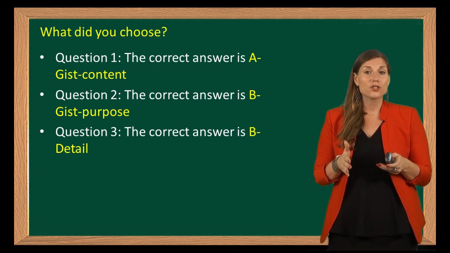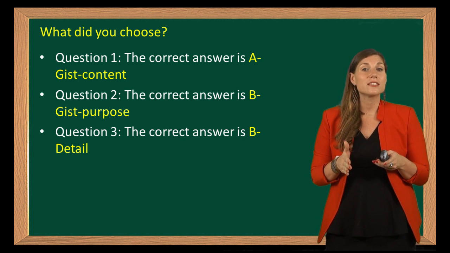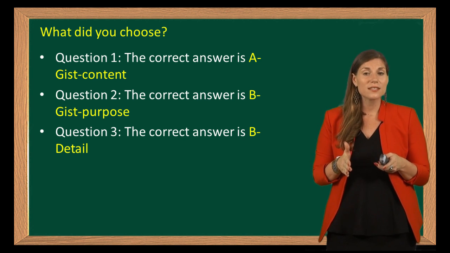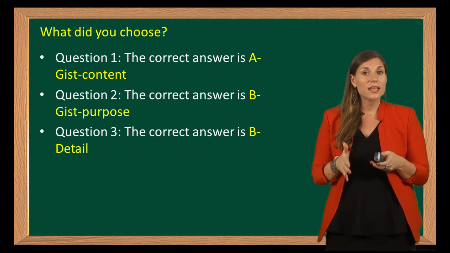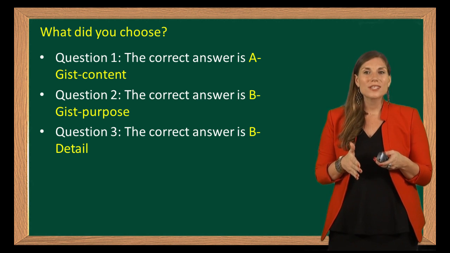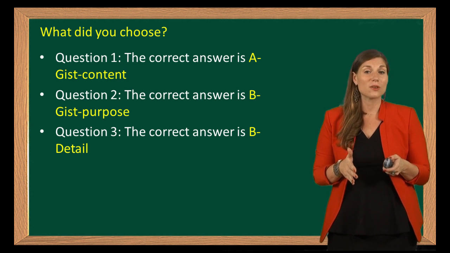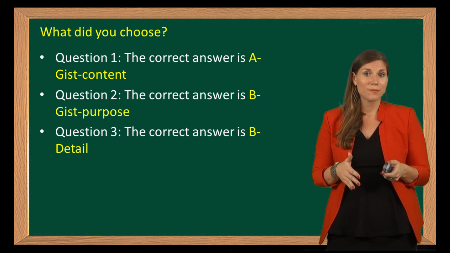Number 2 is a gist purpose question. The correct answer is B, because the student implicitly says, "Hi, I was thinking of changing my major and was hoping you could help me." Answers A, C, and D are incorrect because they are not the reason why the student is there.